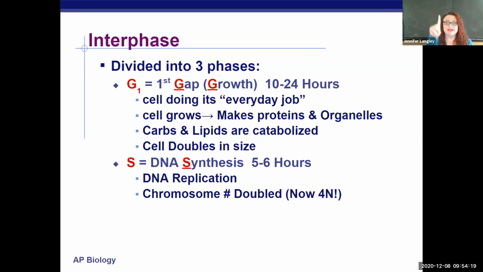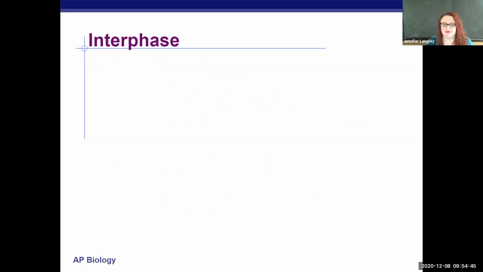So you got 1 set from your mom and 1 set from your dad. So you have 2N. When we replicate your DNA, we take the 1 from mom and 1 from dad, and we replicate those. Now I have 4, so you are 4N. Now this is gonna be more important in our next unit when we start talking about genetics, but just kind of a preview of what that means. Chromatin forms. Okay, we'll talk about that more.